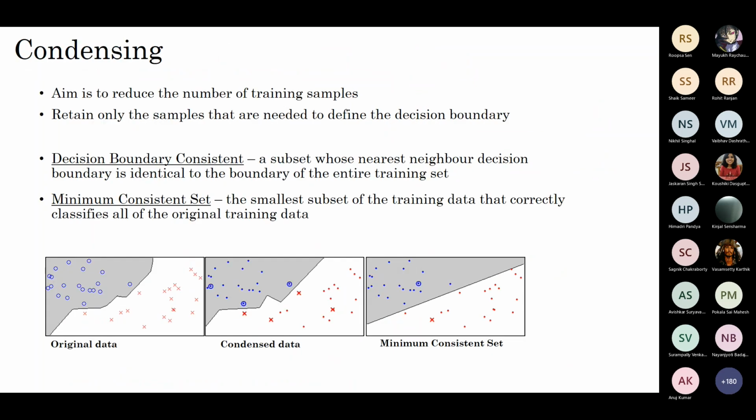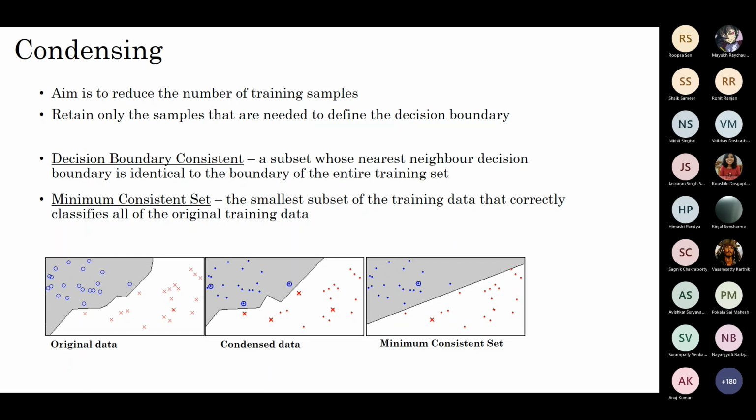So here is the basic idea of condensing. The objective is to reduce the number of training samples. We have to discard the redundant samples from the data, and return only those samples which are needed to define the decision boundary, as we have seen. So two quick definitions for this.